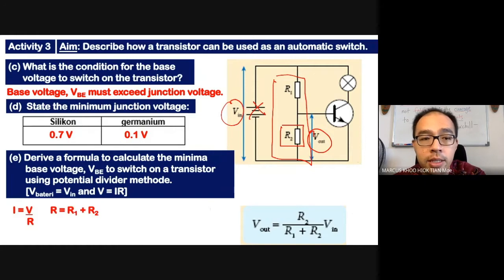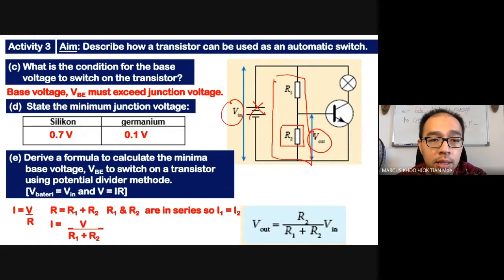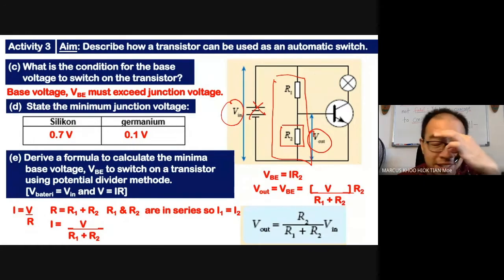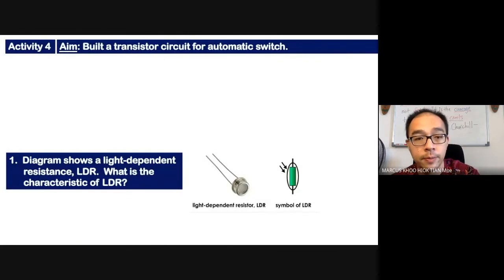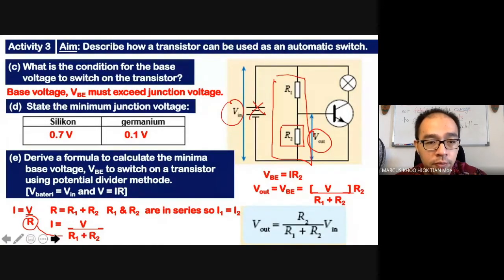This is the long way of doing it. This is the derivation. We start with Ohm's law. Because the resistance is R1 plus R2, I substitute it here: I equals V over R1 plus R2. R1 and R2 are in series, so the current is the same, it doesn't matter.